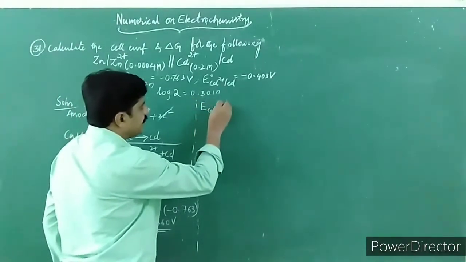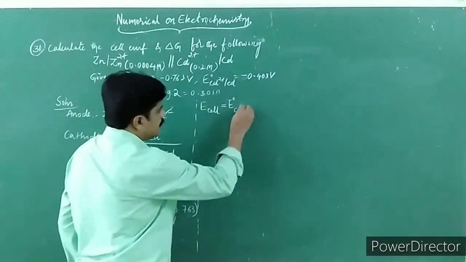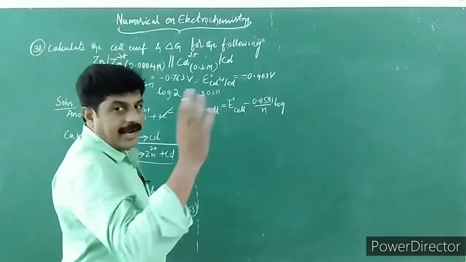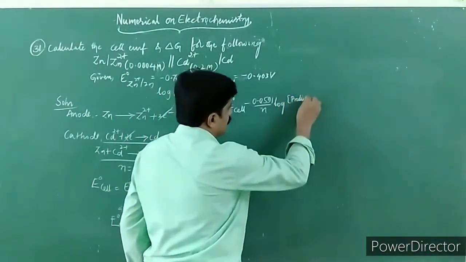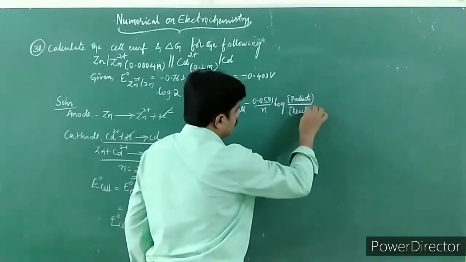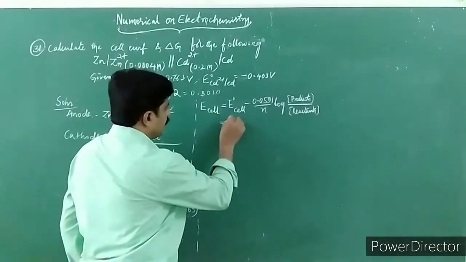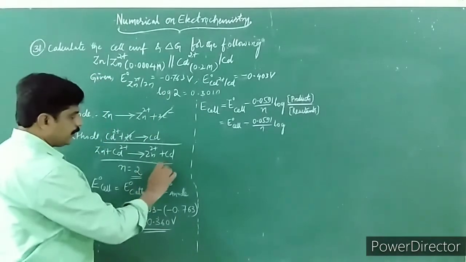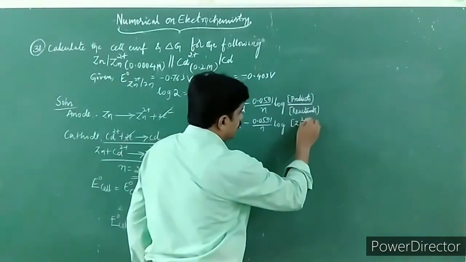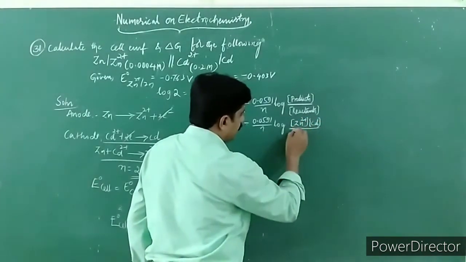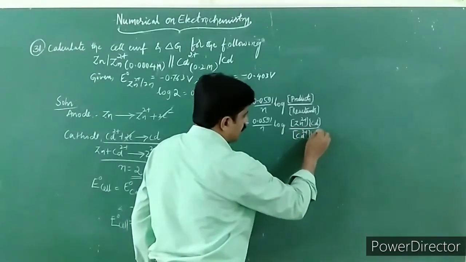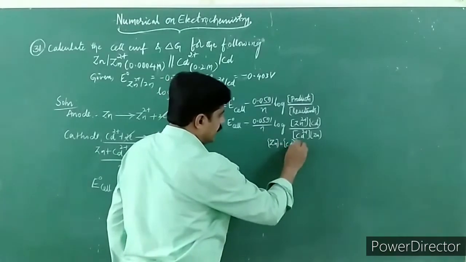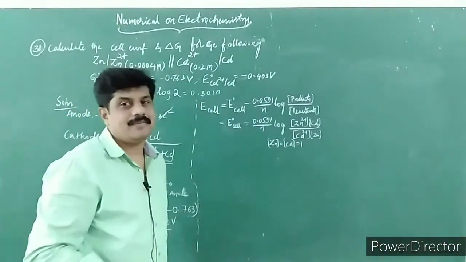Now E cell is nothing but the EMF of the cell, equal to E naught cell minus 0.0591 upon n into log of active mass of the products upon active mass of the reactants. Is it not? Now let me write E naught cell minus 0.0591 upon n into log of, which are the products? So these two are the products here. So how do I write? Molar concentration of Zn2+ into concentration of Cd upon molar concentration of Cd2+ into concentration of zinc, and concentration of zinc is equal to concentration of Cd, it is equal to 1, or in general active mass of any metal is equal to 1.